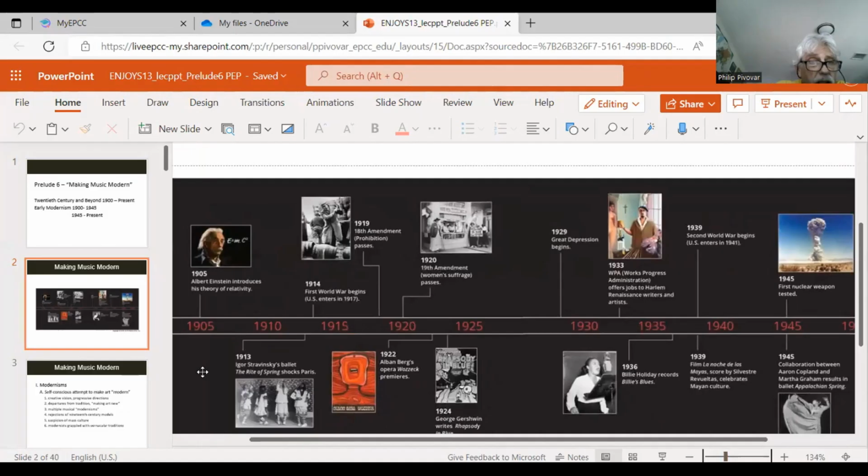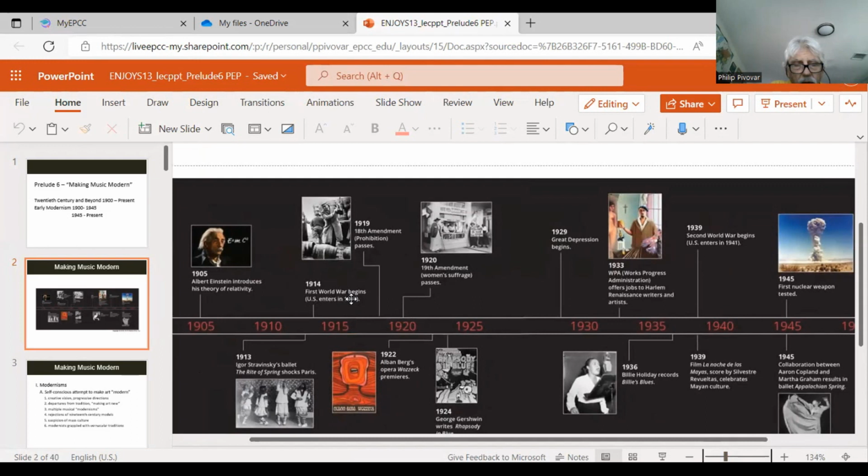Our timeline here. Albert Einstein, you know who he was, right? Theory of relativity. 1913, Igor Stravinsky's ballet, The Rite of Spring, shocks Paris. There were riots, and we will talk about that and listen to that piece of music. 1914, First World War begins.